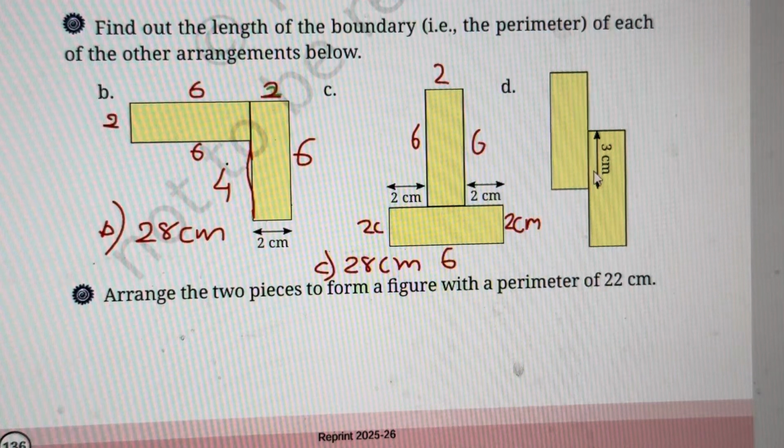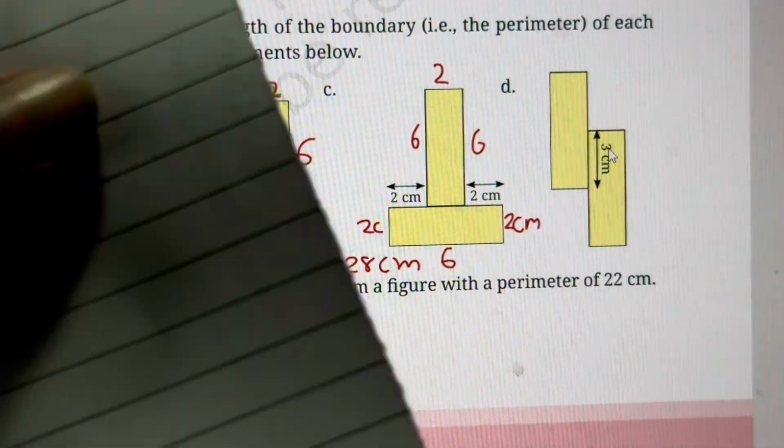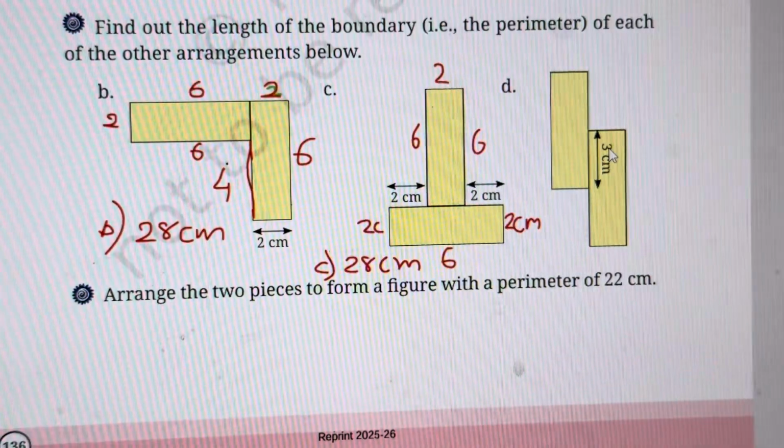Now let us calculate for this figure. So this is given as 3. That means they have arranged them side by side at 3 places.